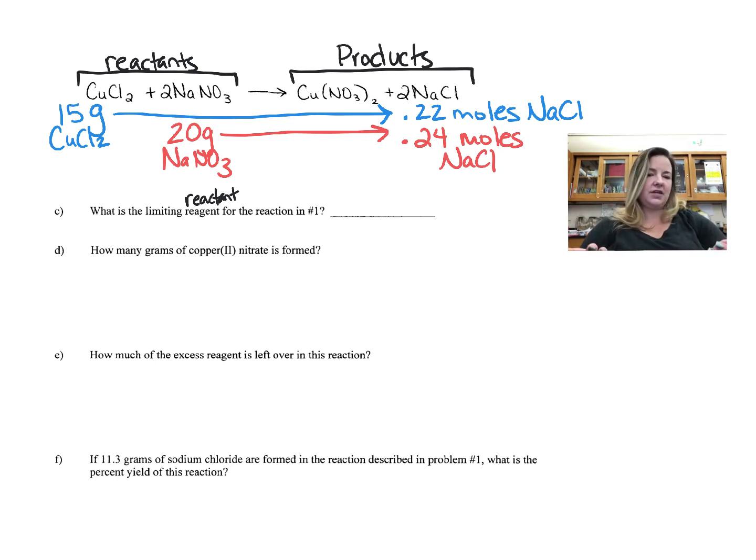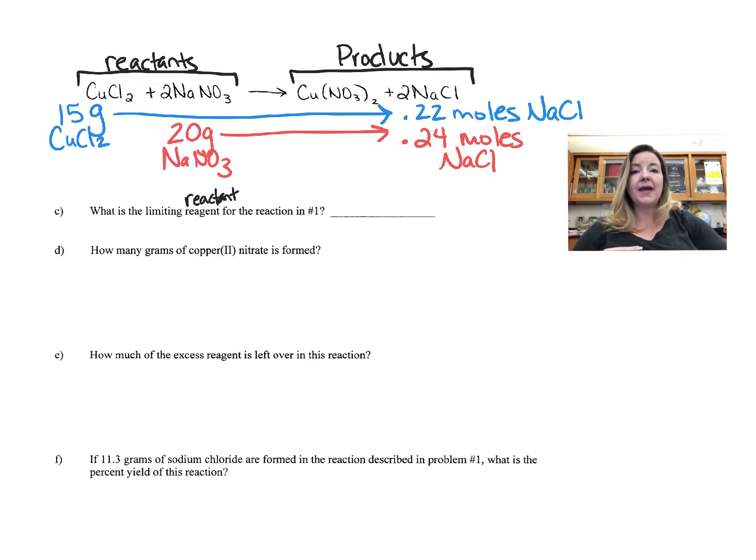Well, think about this for a second. The one that I have in red, sodium nitrate, I can make 0.24 moles. I can make more from that 20 grams of sodium nitrate. Now, my other material, copper chloride, I can only make 0.22. So you can think of it as a balancing game. Which material allows me to make the most? Which material allows me to make the least? Whichever material I don't have enough of to make as much as I can with the other material, that material is going to limit me.